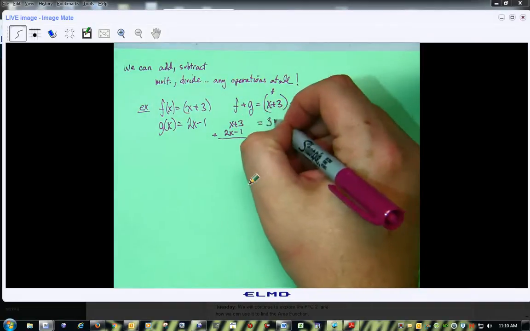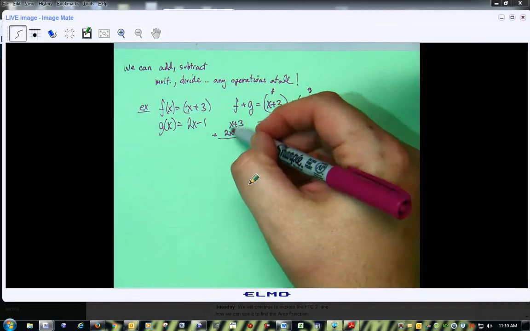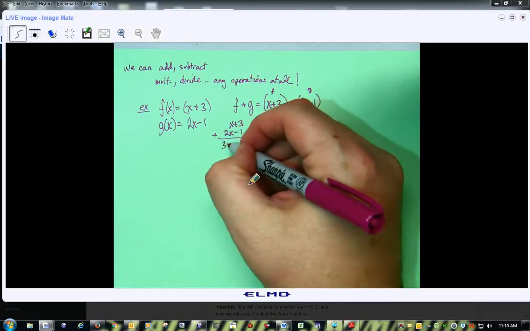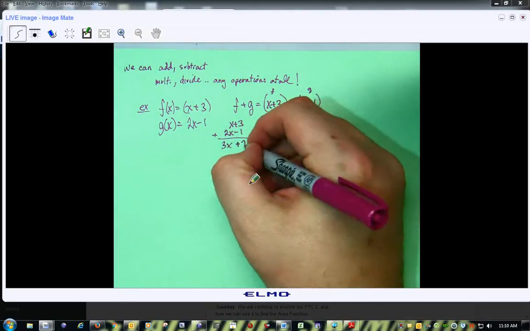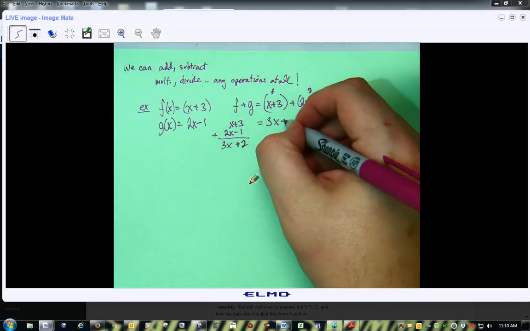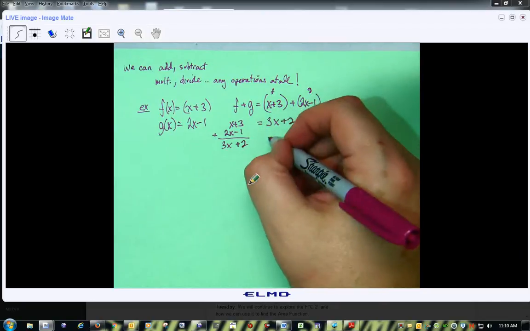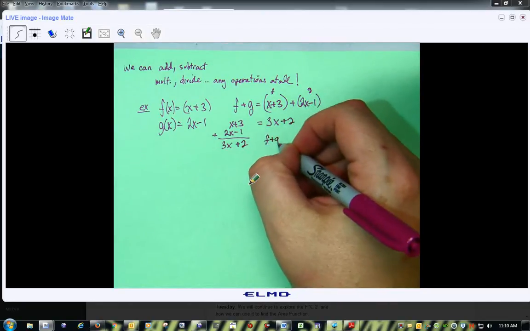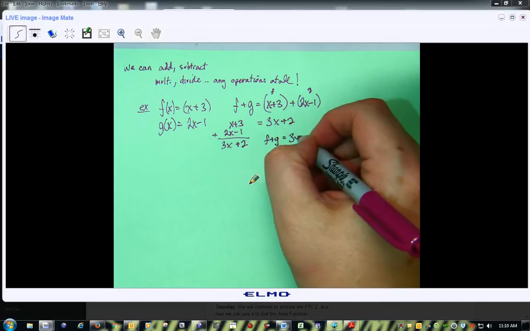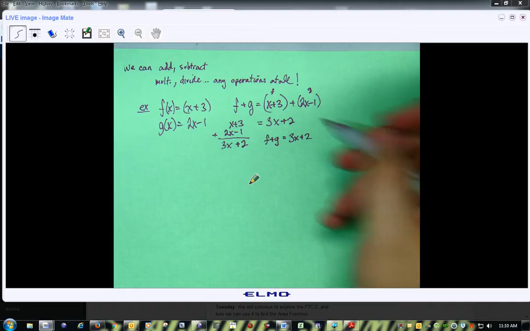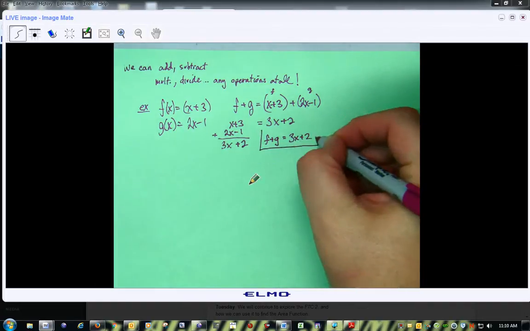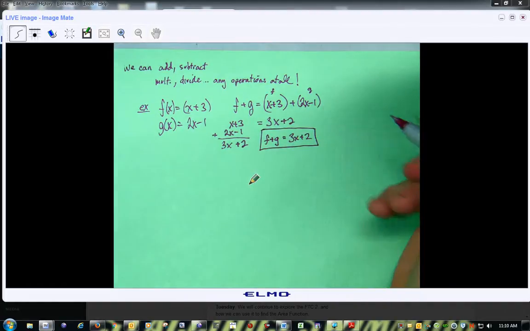Yep, so we have 3x, which we would have got from here. x plus 2x is 3x. What's 3 plus a negative 1, or 3 minus 1? Yeah, that's a positive 2. So in this case, f plus g is equal to 3x plus 2. And now you have a new function that you can do a lot of different things with.